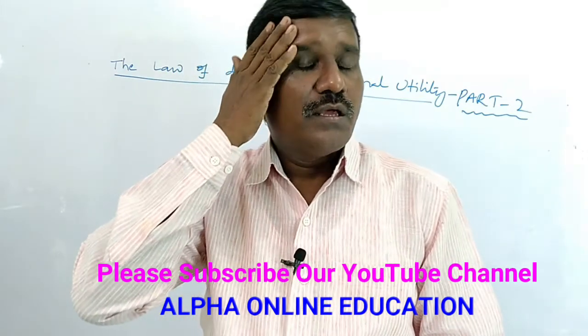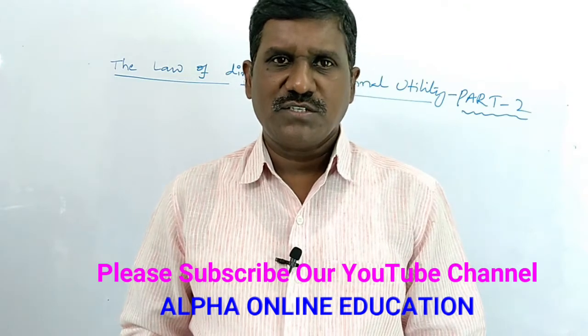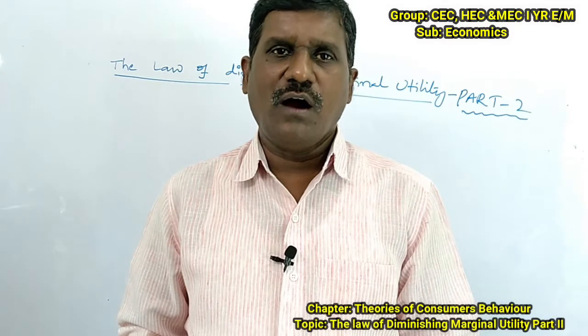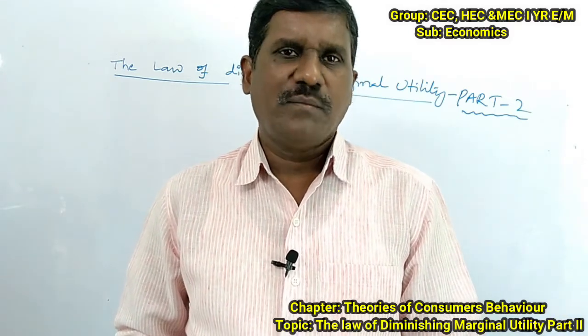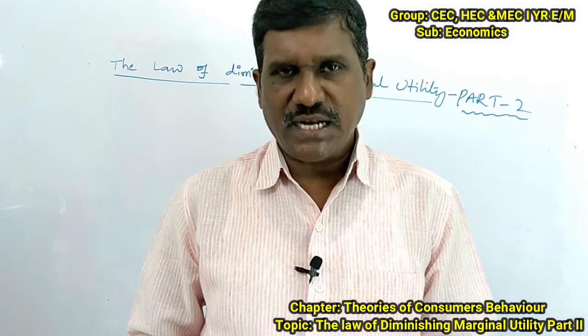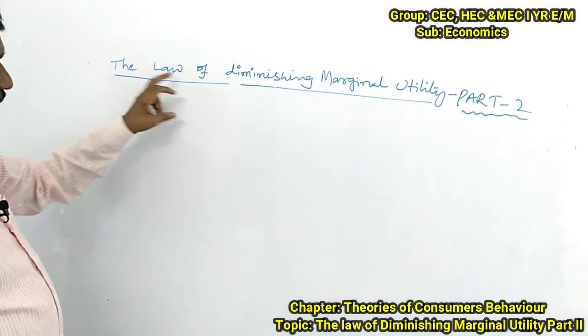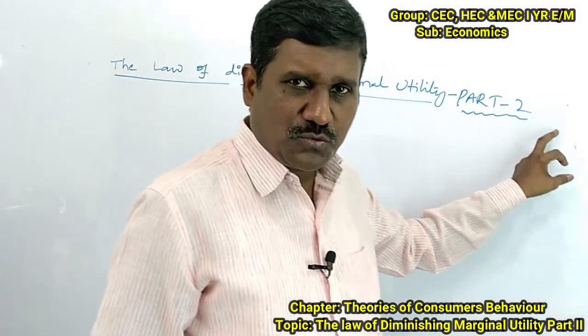Dear students, we completed the first part of the law of diminishing marginal utility, and today I am going to analyze the second part of the law of diminishing marginal utility. How can we explain the second part? Let me analyze it clearly. The law of diminishing marginal utility, part 2.